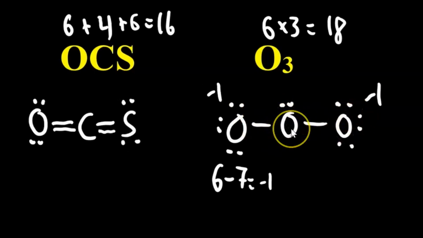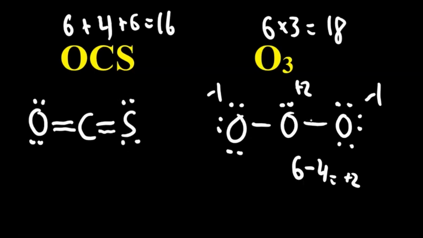For this middle oxygen, we expect there to be 6. It owns these two, plus 1 in each bond, 4. So its charge is +2. And our next step is to complete octets, if possible. It's to deal with the central atom.